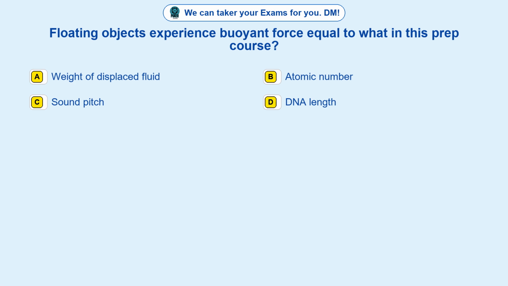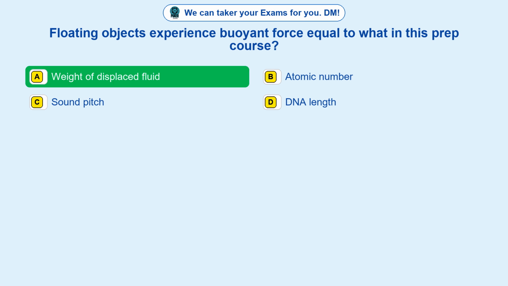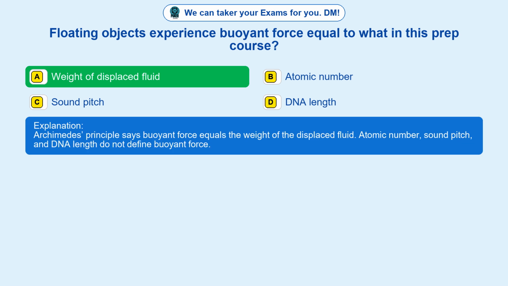Question 80. Floating objects experience buoyant force equal to what in this prep course? Option A, weight of displaced fluid. Option B, atomic number. Option C, sound pitch. Option D, DNA length. The correct answer is option A. Weight of displaced fluid. Archimedes' principle says buoyant force equals the weight of the displaced fluid. Atomic number, sound pitch, and DNA length do not define buoyant force.